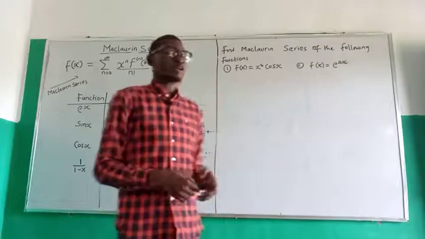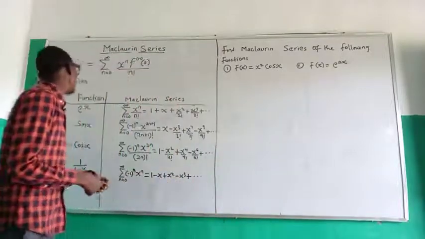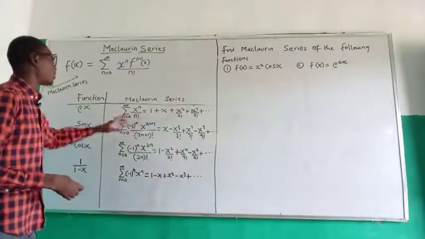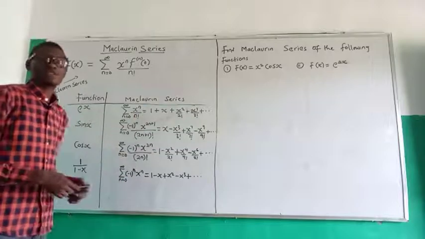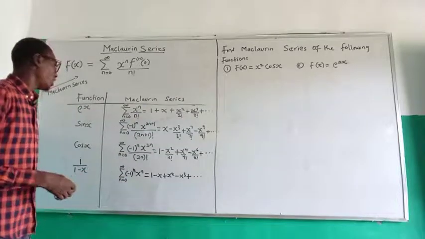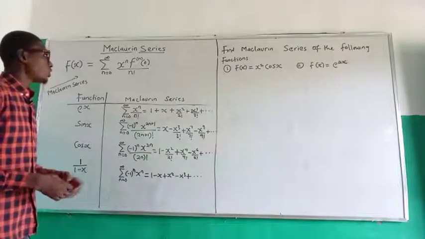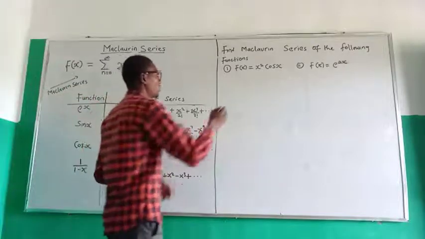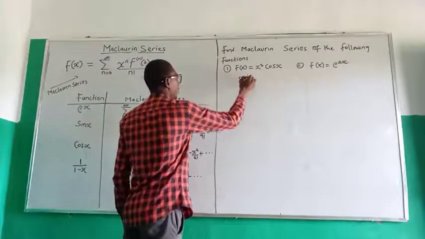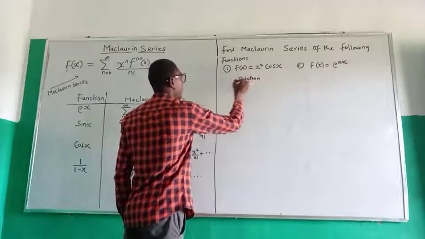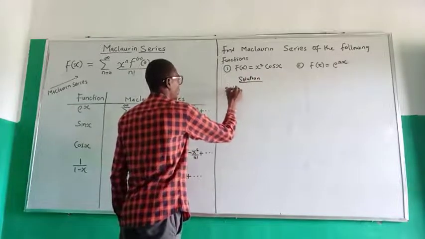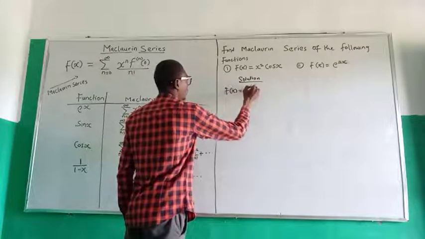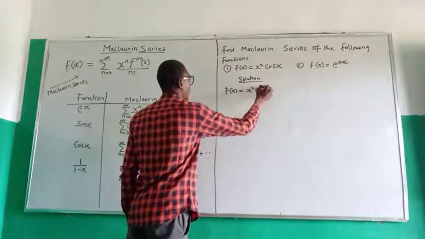So in this tutorial, we are going to use this function with their Maclaurin series to solve the given question. In this first question, you are given a function and you have to find its Maclaurin series, where the function is x squared cos x.